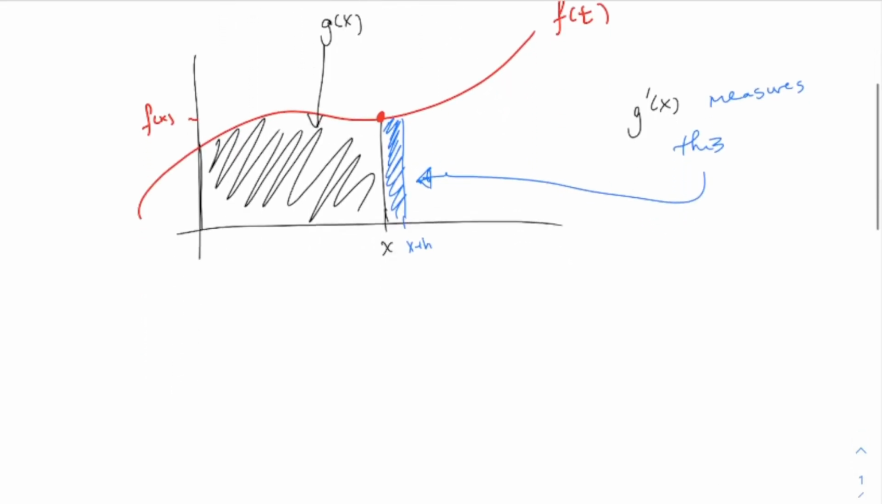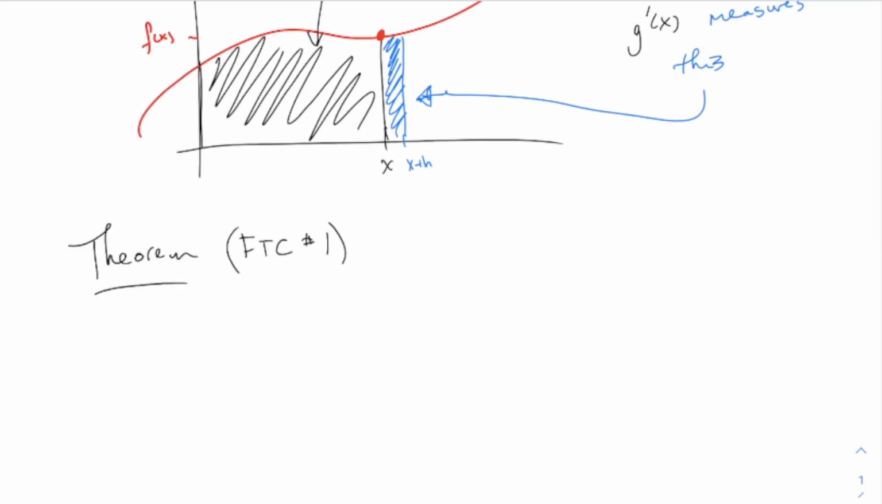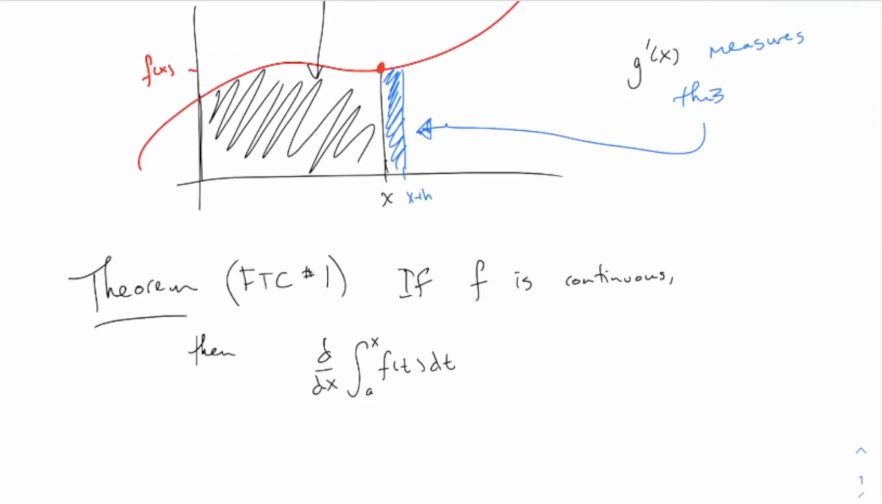And in fact, the fundamental theorem, I'm going to write it as a theorem this time. This is what I said at the very end last time. This is the fundamental theorem of calculus, number 1. It says, if f is continuous, then the derivative of that thing which I call g of x, this weird integral from a to x of f of t dt, that is g prime of x, the derivative of that integral, equals f of x. This is the fundamental theorem of calculus.